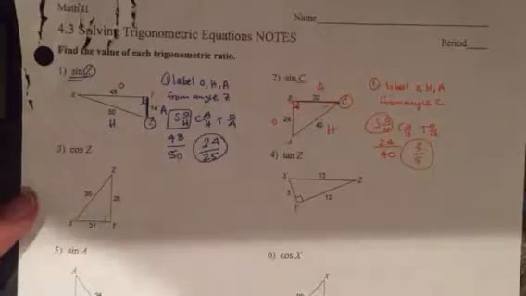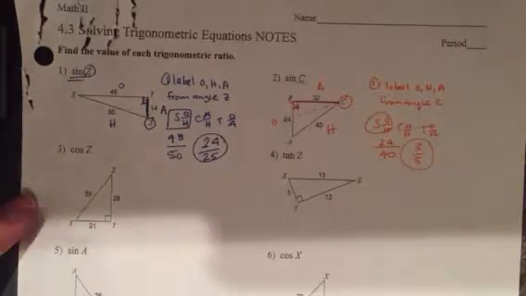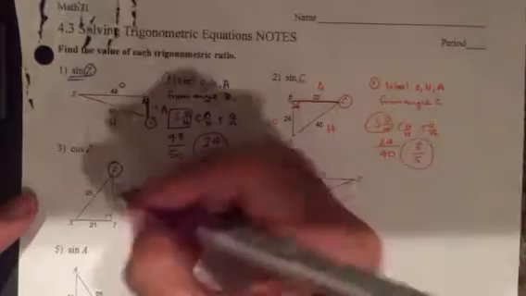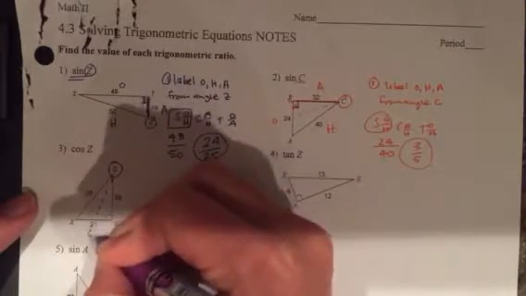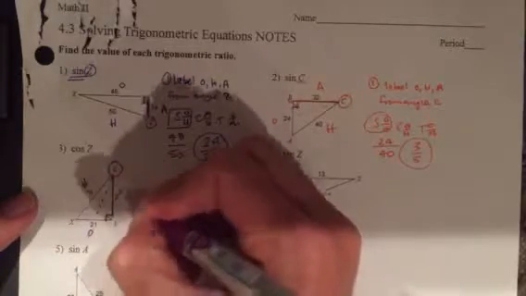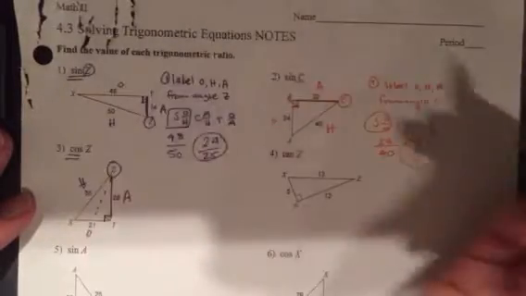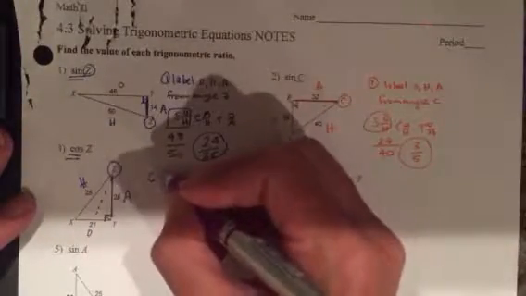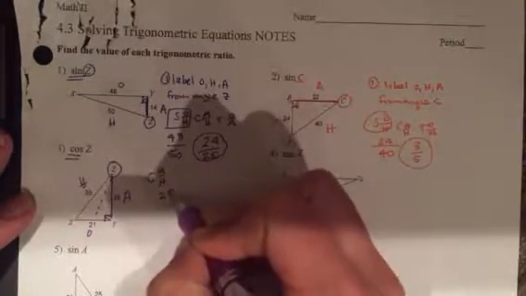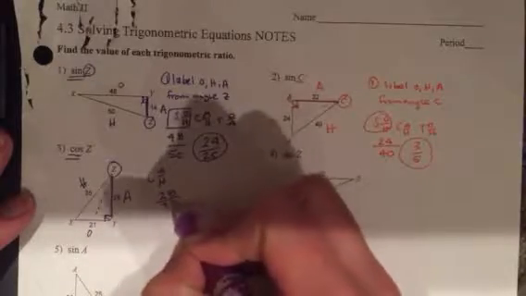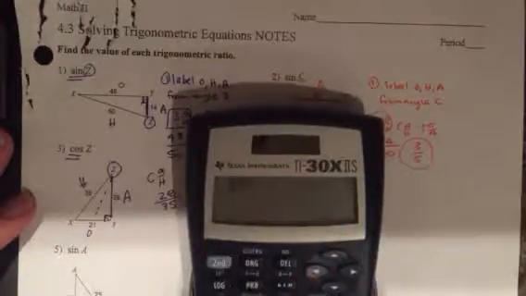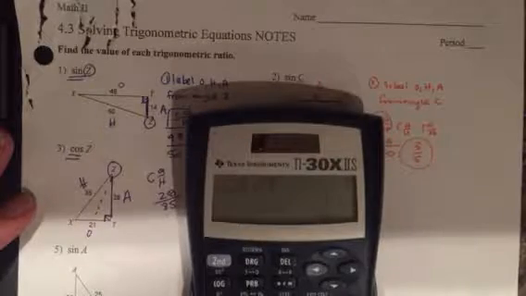Alright, for example 3, we have cosine of Z, so we start with angle Z, we label the opposite. The hypotenuse is across from the 90, and adjacent is between the two angles. Because we are finding cosine, we do A over H, which is 28 over 35. 28 over 35 reduces to 4/5.